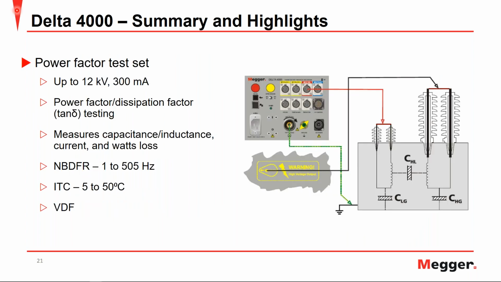The Delta 4000 is capable of up to 12 kV and 300 milliamps, and is capable of power factor and dissipation factor testing, in which you not only get power factor measurements, but the Delta also measures capacitance or inductance, as well as your leakage current and your watt loss. And then finally, the Delta is capable of narrowband dielectric frequency response, individual temperature compensation or correction, and voltage dependence factor. And we're going to go into each of these individually at the end of the presentation, or in that last section.